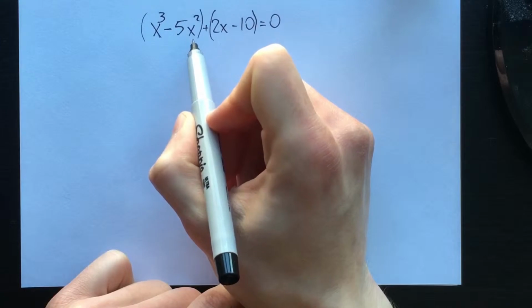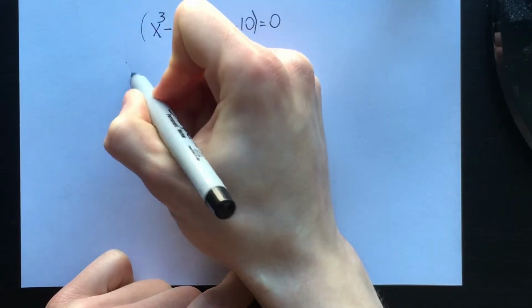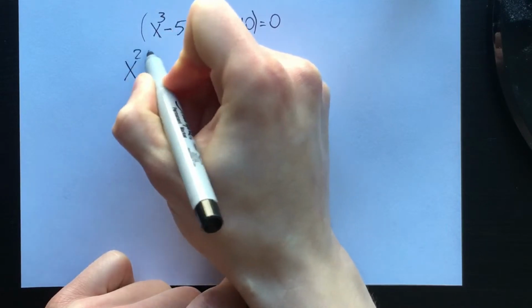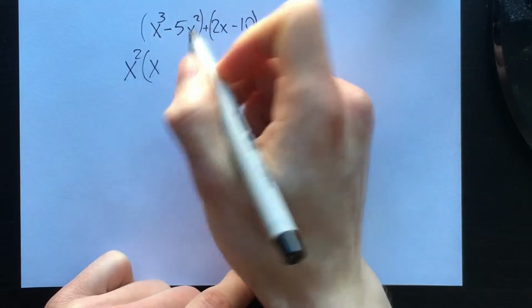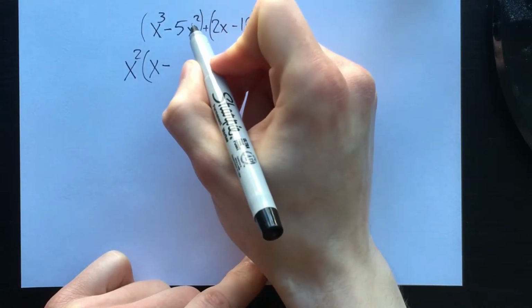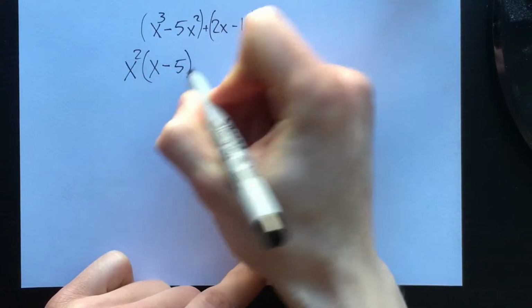Here we can factor out an x squared term, right? So let's factor out x squared. If we factor out x squared, we'll have remaining inside just x, because x to the 3 divided by x squared is just x, minus 5, because 5x squared divided by x squared is just 5. So this is what you have remaining.